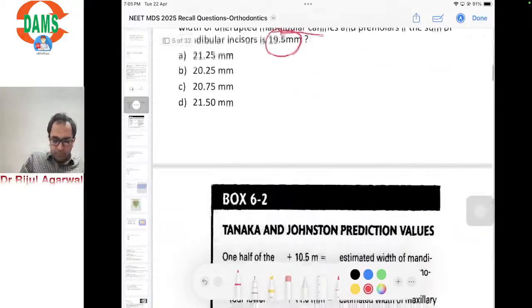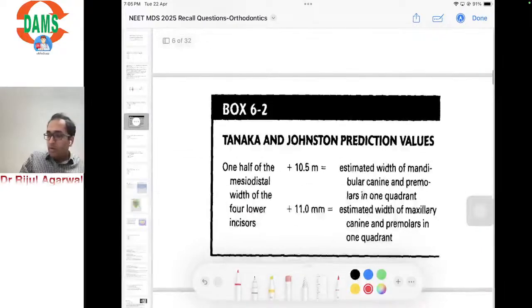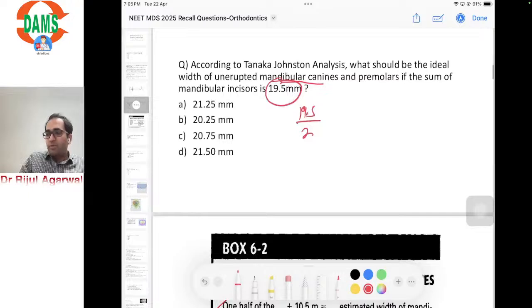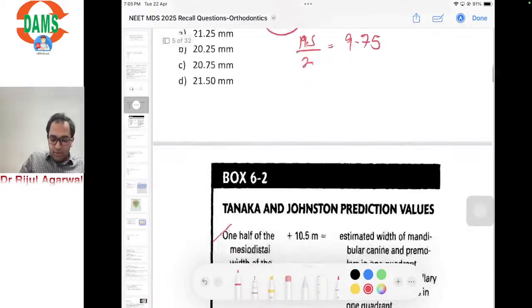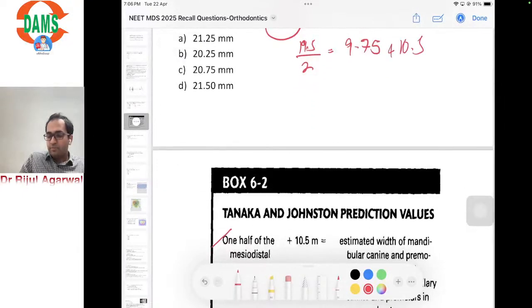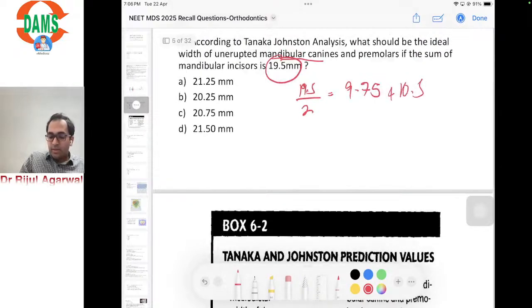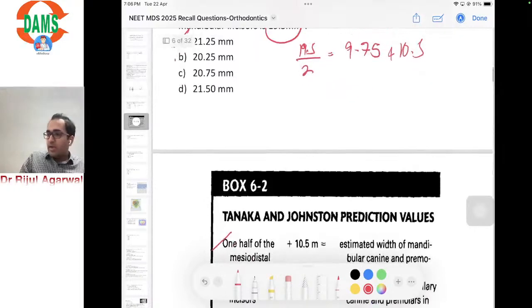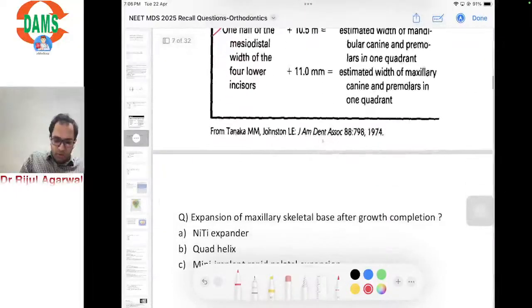Okay, so for mandibular, the formula is 1/2 of the mesiodistal width of the 4 lower incisors plus 10.5 mm, or 11 mm for the maxillary canines and premolars. So 19.5 divided by 2 gives you 9.75, plus adding 10.5 will give you the correct answer as 21.25 mm approximately. Okay, so hence this is the correct answer if the values as such are correct. Simple mathematical formula is there.